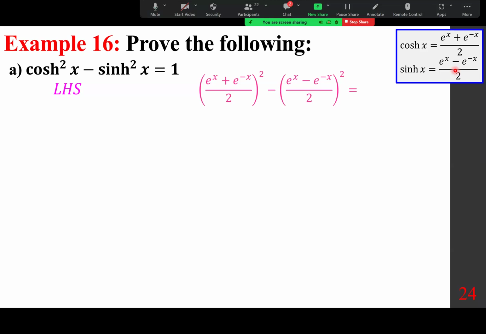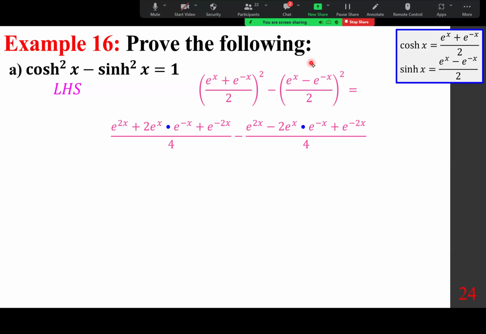And all we have to do is square it. Let's see what happens. First and foremost, each one has a denominator 2 squared or 4, so we have a common denominator, right, everybody? We have the common denominator 4. This is e to the power of 2x, then 2 e to the power of x times e to the power of minus x, then this one to the second power is e to the power of minus 2x. This is the same thing, but in between there is a negative, so minus 2 e to the power of x times e to the power of minus x. I hope everybody is okay with squaring each case.